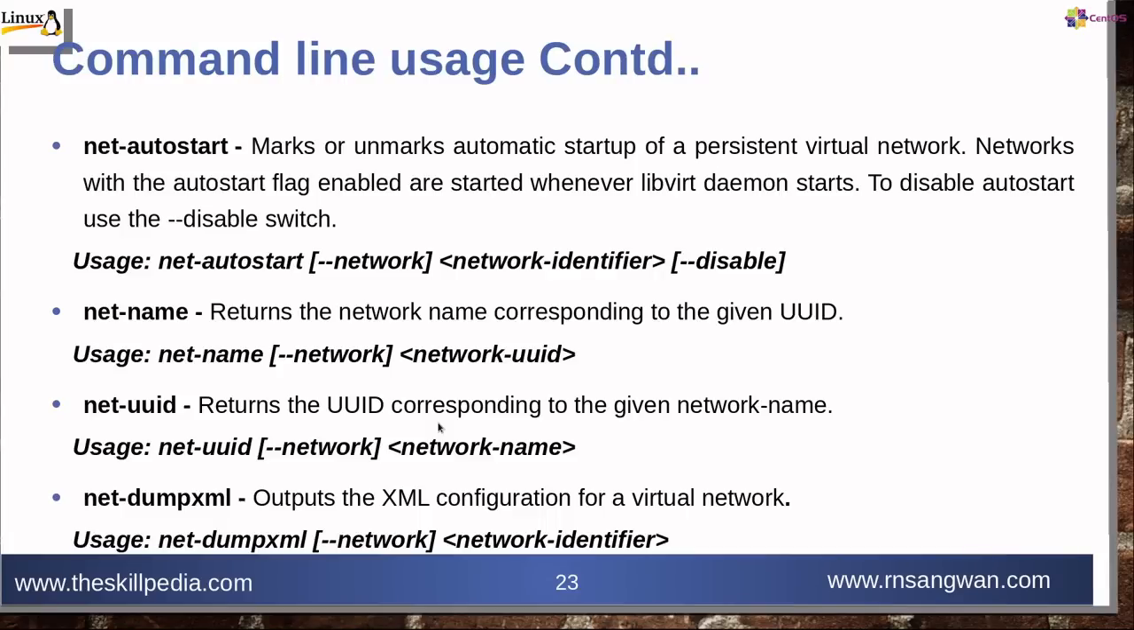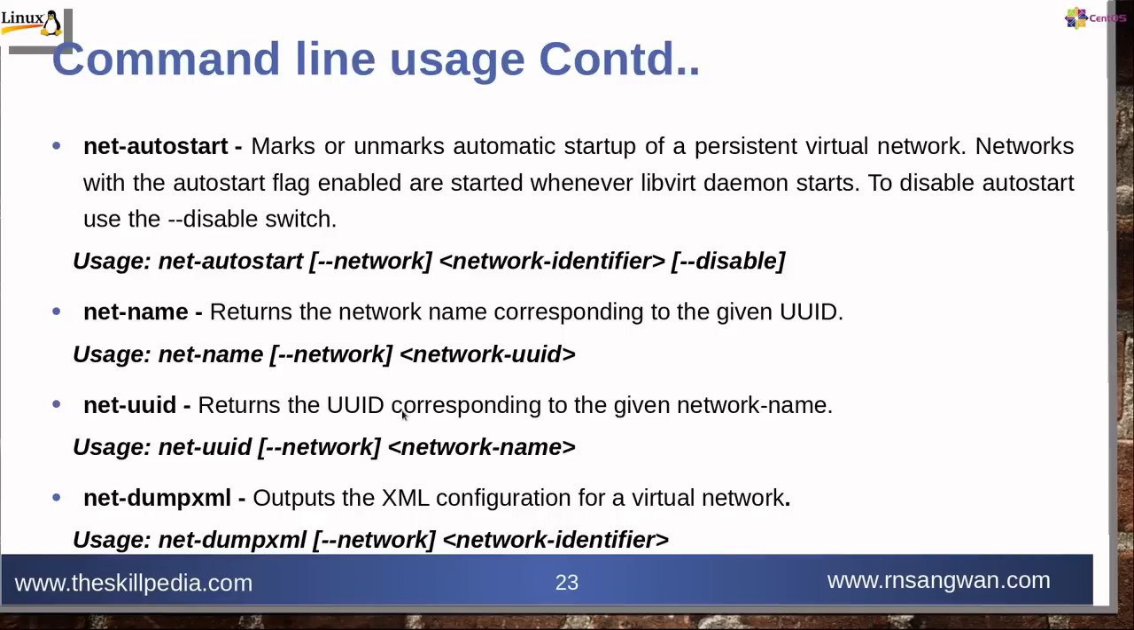Command line uses continued: net-autostart. If you use virsh net-autostart, it will mark or unmark automatic startup of a persistent virtual network. Networks with the autostart flag enabled are started whenever the libvirt daemon starts. To disable autostart, we can use --disable, like virsh net-autostart --disable, followed by the network identifier. Net-name returns the network name corresponding to the given UUID, so you have to provide the network UUID.